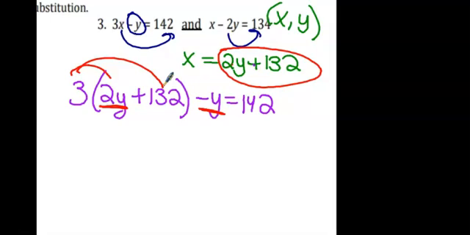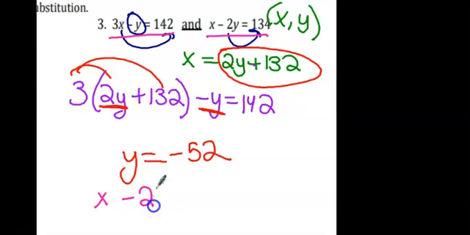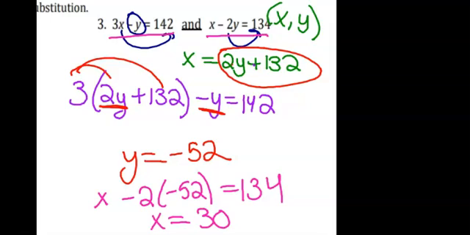Okay, so I'd like you to try this out and solve for y. All right, so if you did this correctly, make sure you distributed and combined like terms. You should have gotten y equals -52. Now, with y equals -52, you can plug it back into either of the originals and find out what x is. So let's do x minus 2 times -52 equals 134. Solve it and find x. And you should have gotten x equals 30.